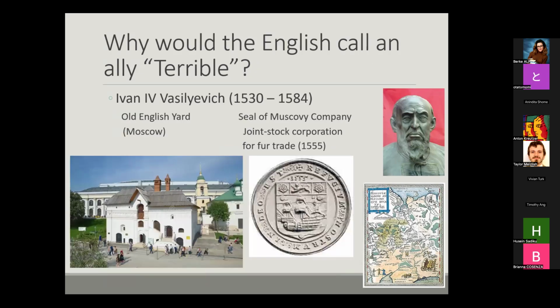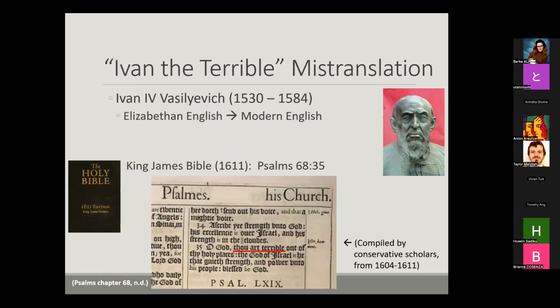So, for example, he was an ally of England. So why would the English call their ally terrible? During this time, England established its first embassy in Moscow, its first diplomatic house in Moscow. And there's also a corporation for foreign trade that was set up for the fur trade, the Muscovy Company, right? So England had an ally in Ivan the Terrible. So it's a strange name for an ally.